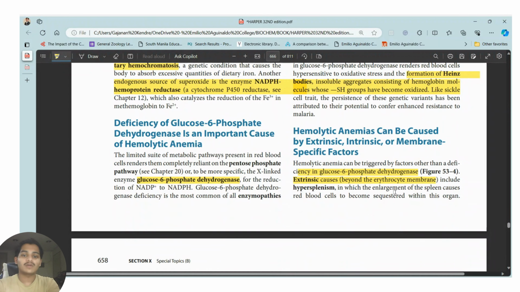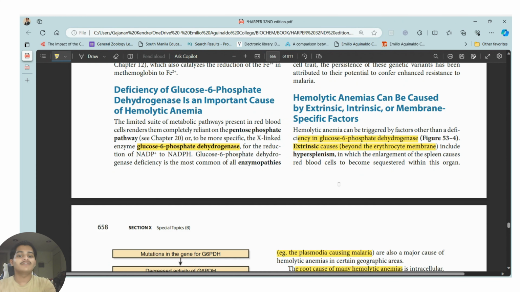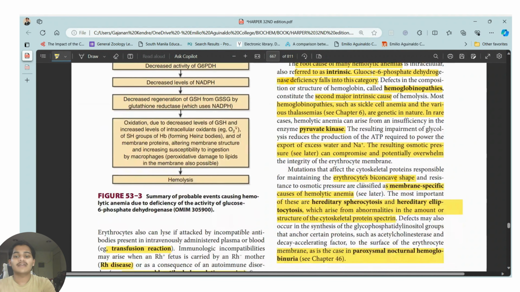Then hemolytic anemia can be caused by three factors: intrinsic, extrinsic, and membrane specific factors. And the extrinsic factors that are outside of the RBCs include hypersplenism. Hypersplenism is the increased and large size of the spleen, which we also know as the graveyard of RBCs. Why? Because the spleen has sinusoidal capillaries. These sinusoidal capillaries are very small, and if RBCs are in a larger or bigger shape and get trapped in the membrane of these sinusoidal capillaries, the macrophages will destroy and digest them, and this is why our body will exhibit hemolytic anemia in the extrinsic form.